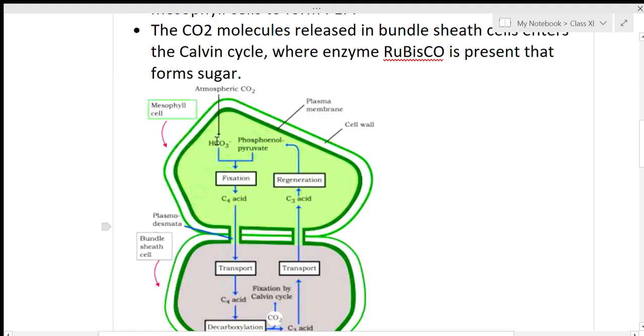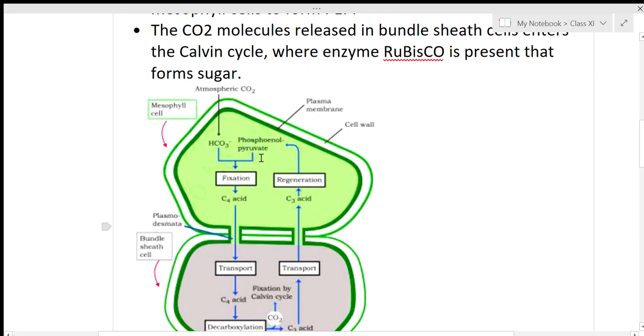Firstly, this CO2 is converted into bicarbonate ions in the mesophyll cells. Mesophyll cells and bundle sheath cells are attached together, close to each other. So in the mesophyll cells, this atmospheric CO2 is first taken and converted into bicarbonate ions, and then these ions combine with the phosphoenol pyruvate, and a C4 acid, that is OAA, oxaloacetic acid, is formed. Okay, so this is the fixation of CO2.